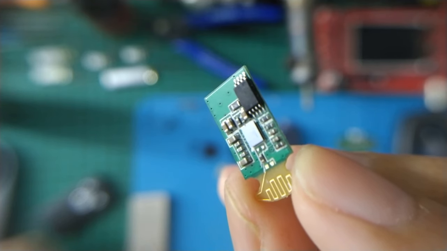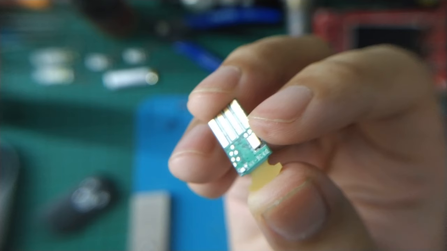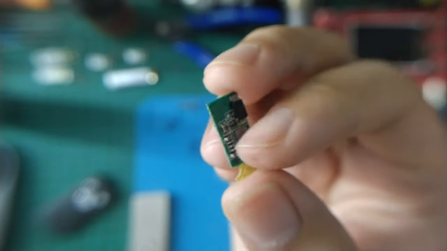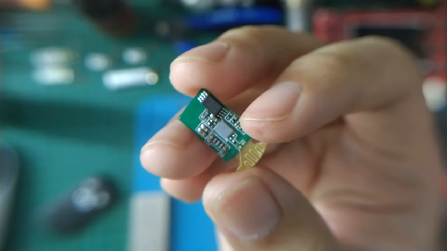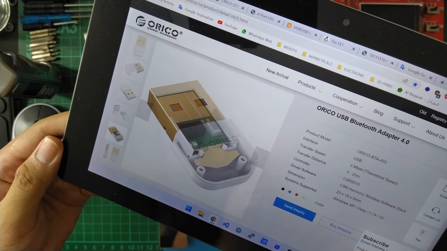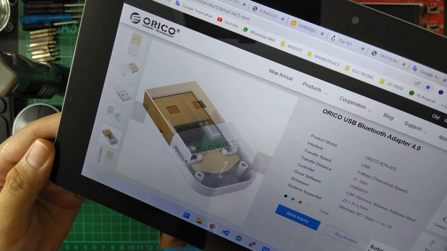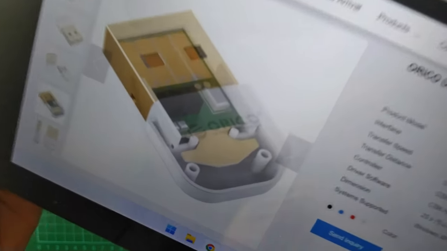The power consumption must be low enough. Not like a USB Wi-Fi adapter that sometimes has a voltage regulator, even a synchronous buck converter. The interesting part is the website shows the exact same internal picture, even with the foam inside. Look.